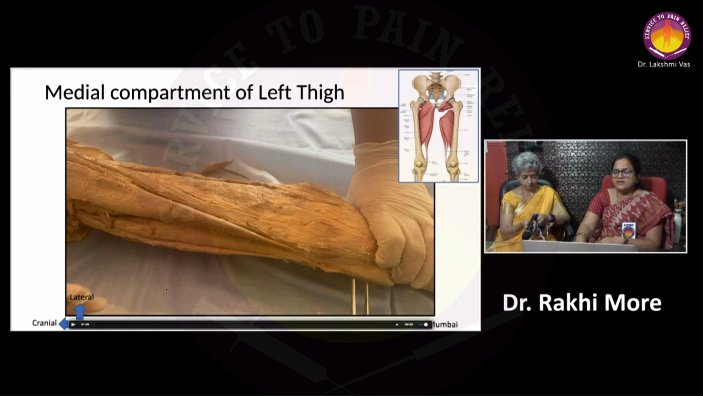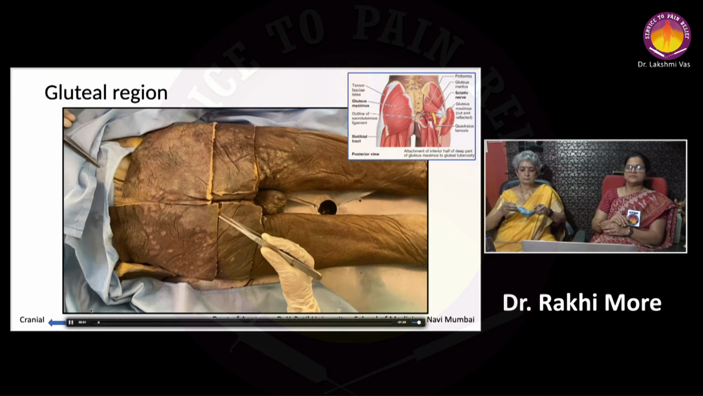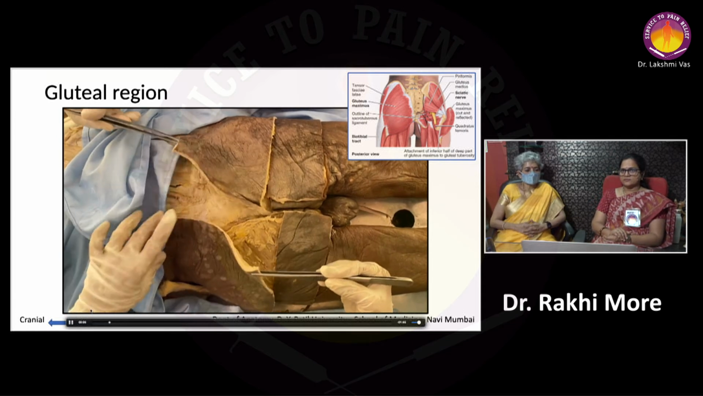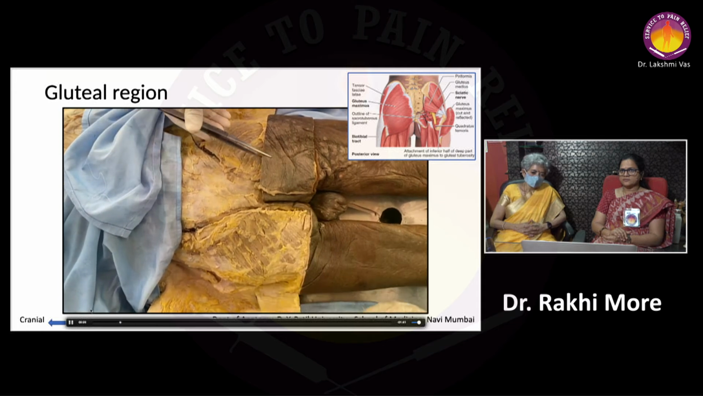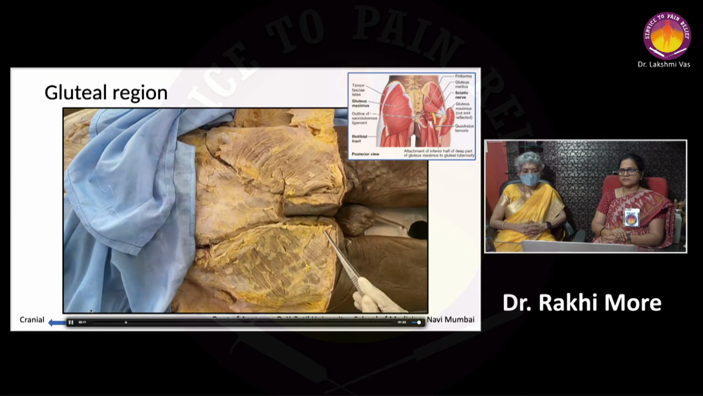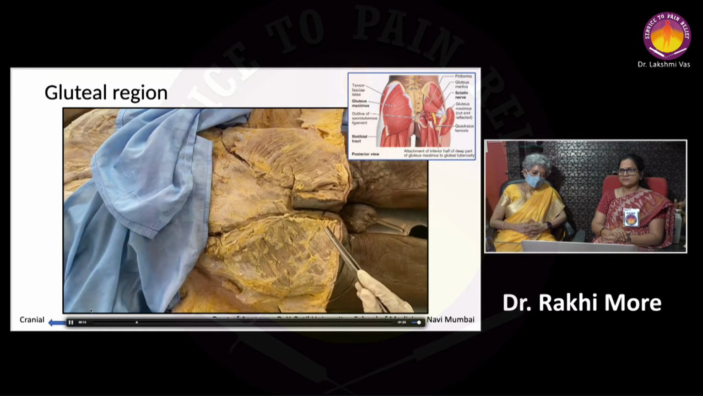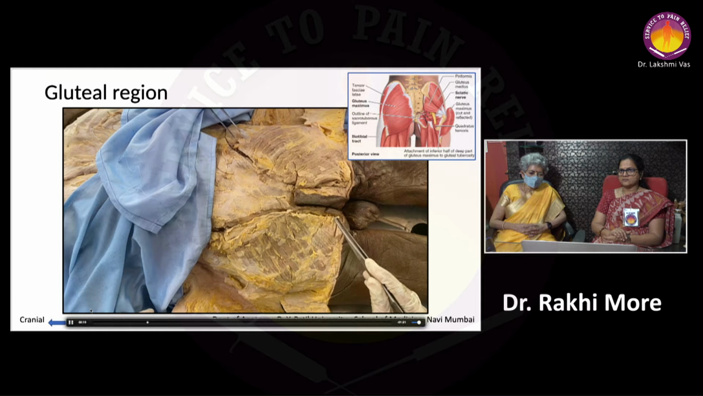So we go to the next, the gluteal region. In this video, we are going to see the muscles of the gluteal region. Once you reflect the skin, you come across the gluteus maximus muscle. This muscle which we can see over here, the most superficial muscle, is the gluteus maximus. It has a very wide origin.